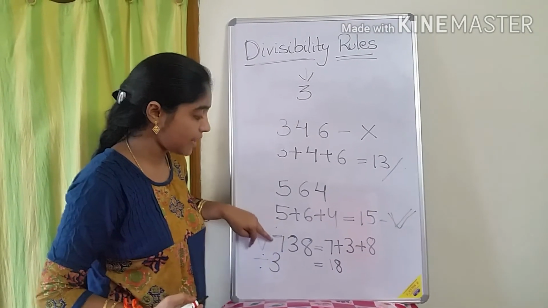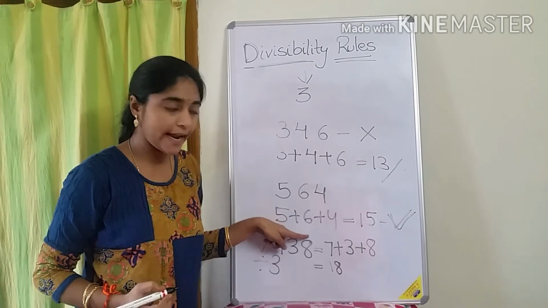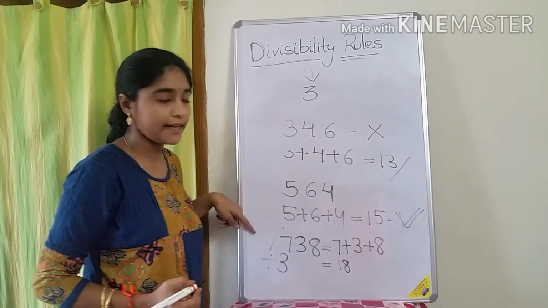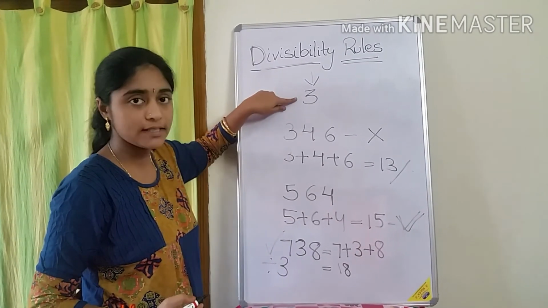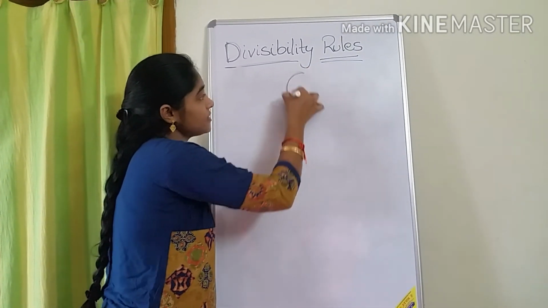And the next one is 738. Add those numbers. 7 plus 3, 10. 10 plus 8, 18. 18 comes in the 3 table. So the whole number is divisible by 3. This is the divisibility rule of 3 concept. Clear, children? The next concept is the divisibility rule of 6.